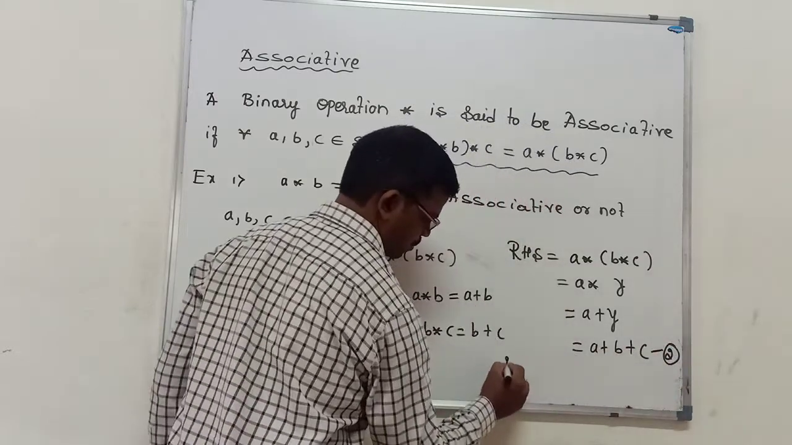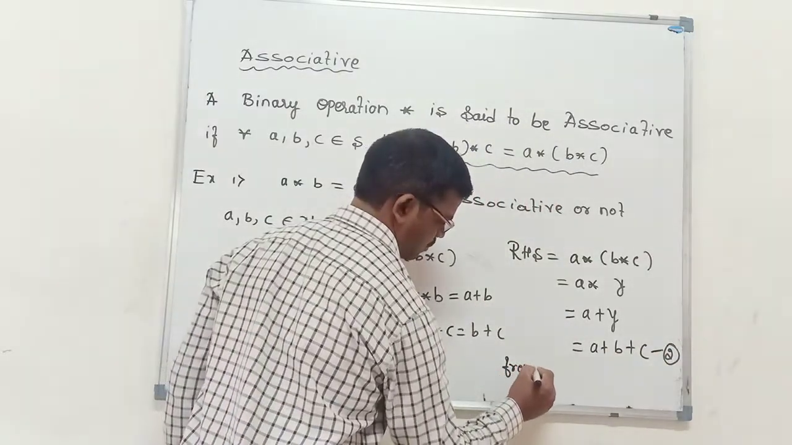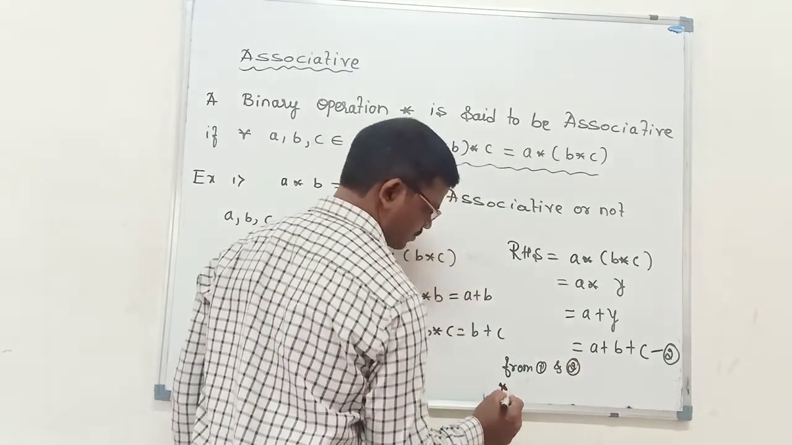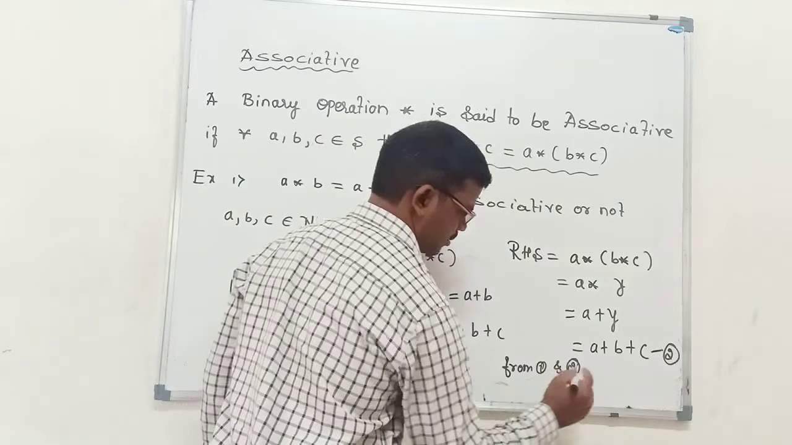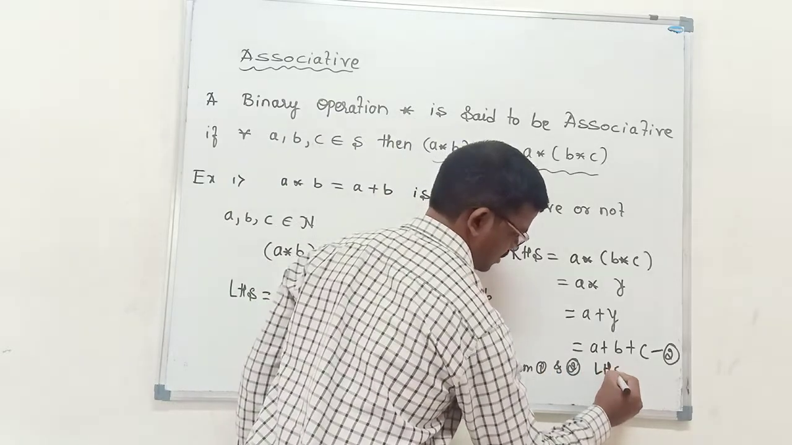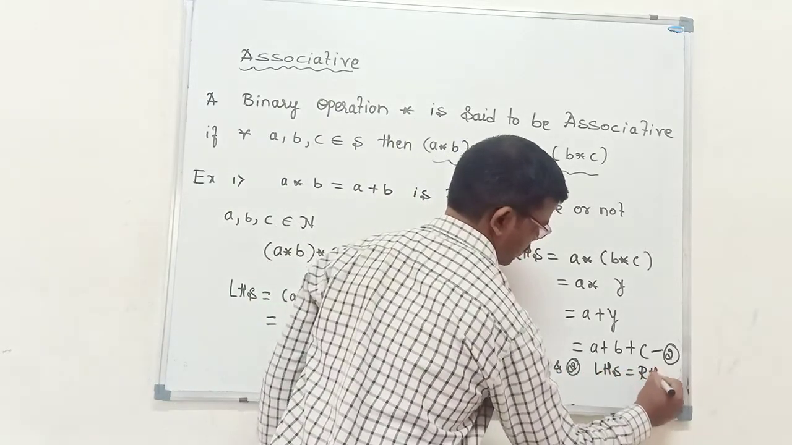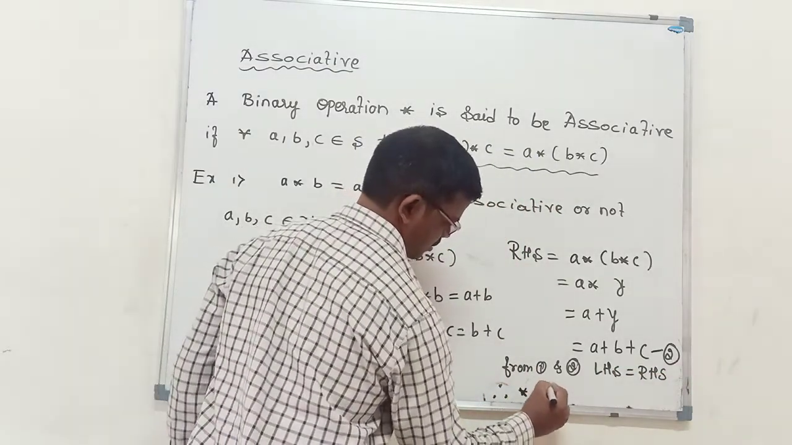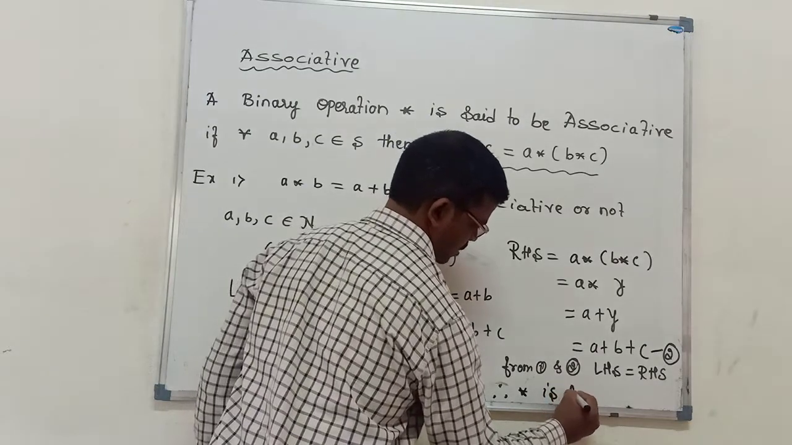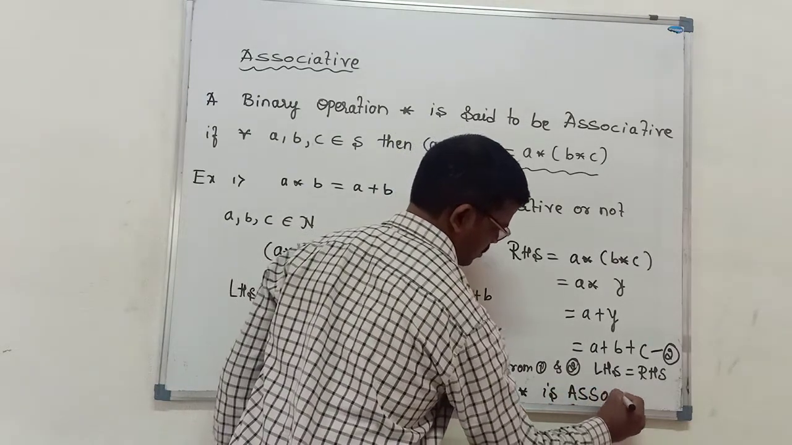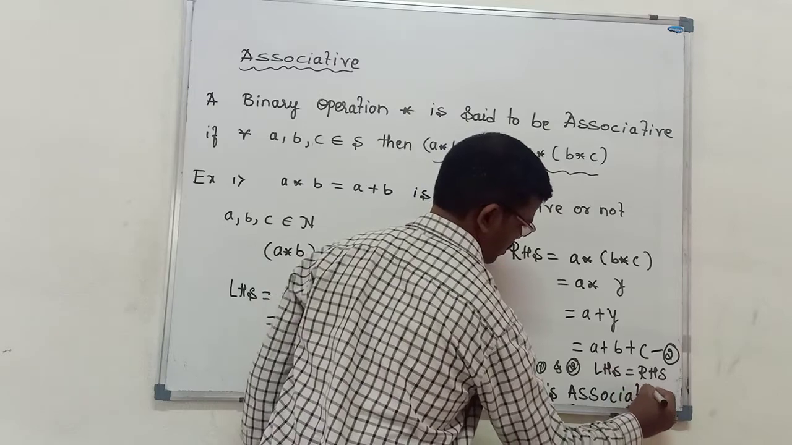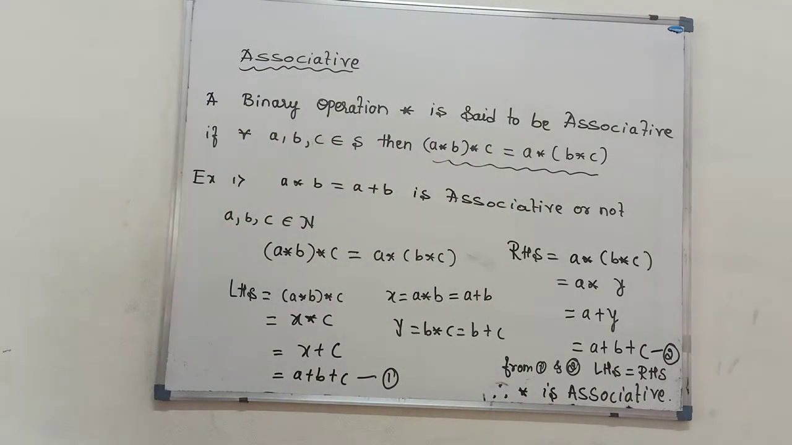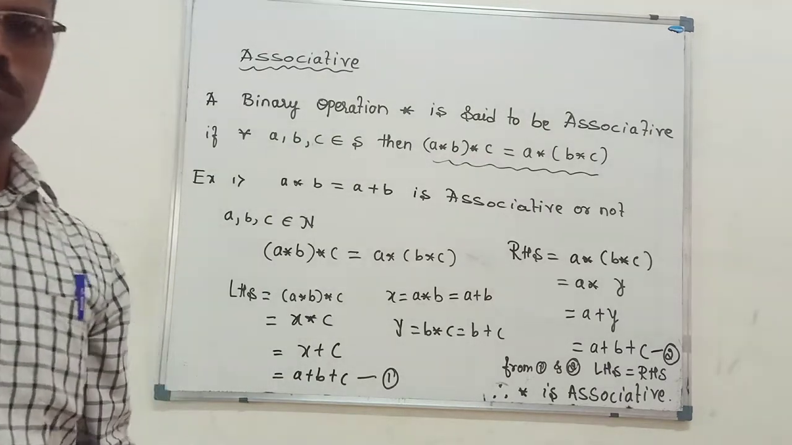So from 1 and 2 we got LHS is equal to RHS. Therefore, star is associative. Star is associative. This completes the associative property.